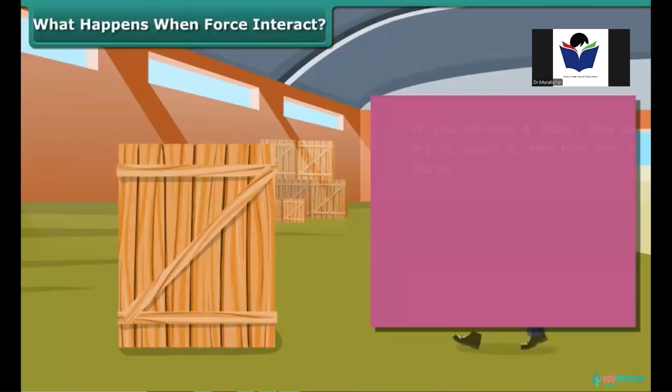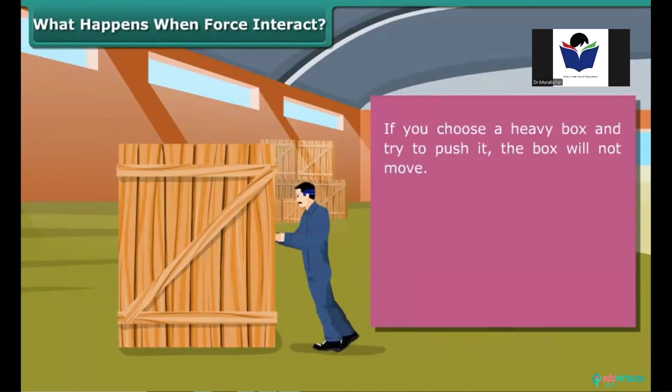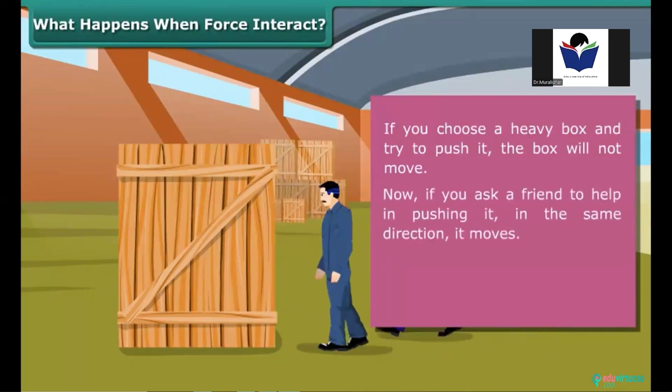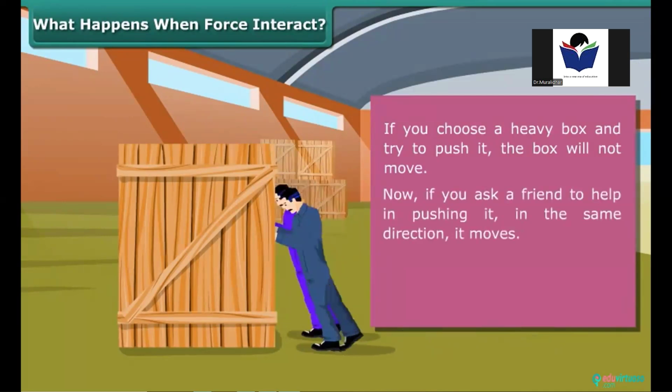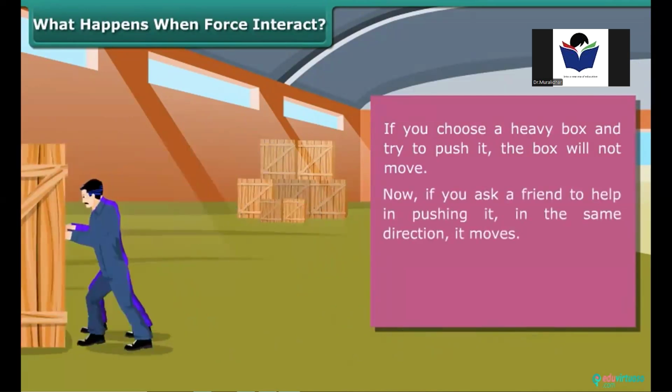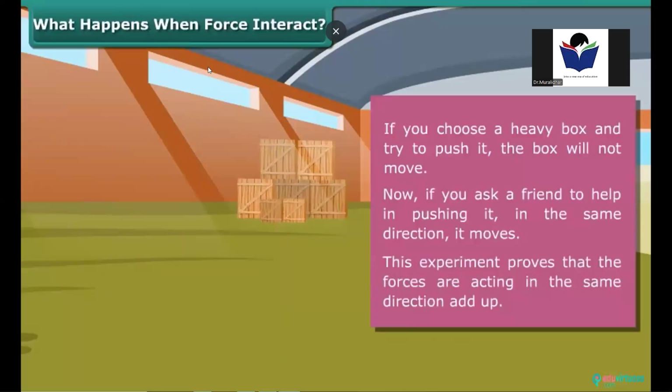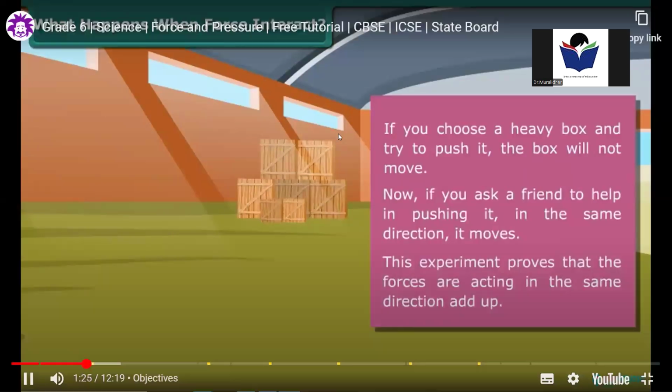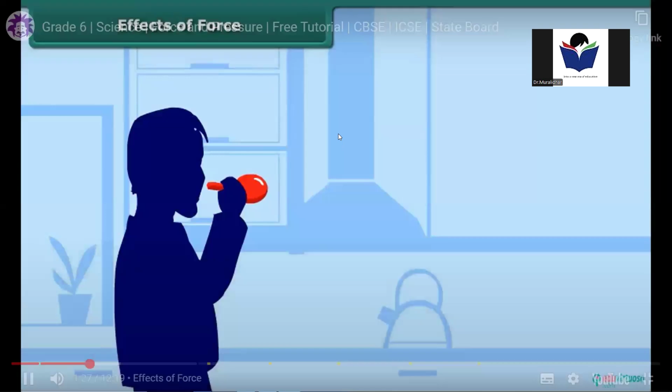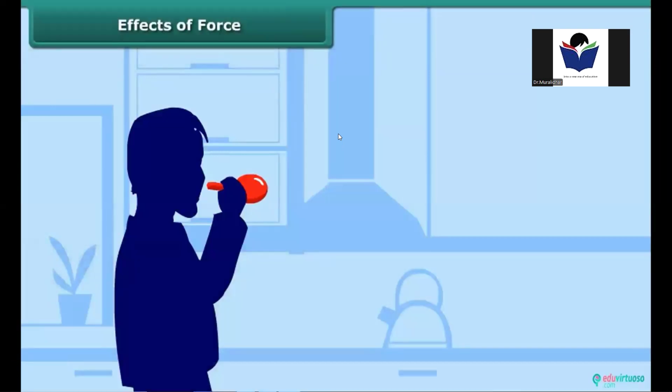If you choose a heavy box and try to push it, the box will not move. Now if you ask a friend to help in pushing it in the same direction, it moves. This experiment proves that the forces are acting in the same direction and up. You can see. Effects of force.